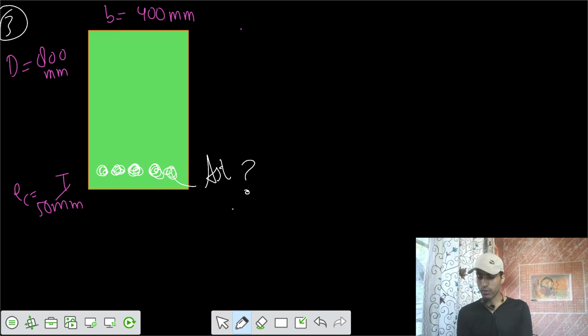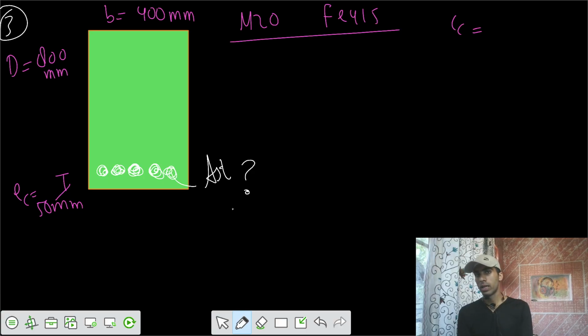If I say we have M20 and Fe415, and the code says minimum clear cover should be 25, that means I can take any value such that if I add the diameter of the bar, generally we have a 20 millimeter bar, so that's around 10. So if I say my clear cover is somewhere 35, 35 plus that 10, that's almost 45.